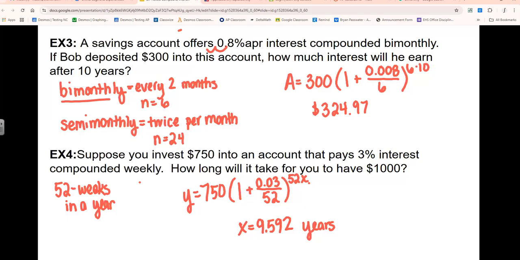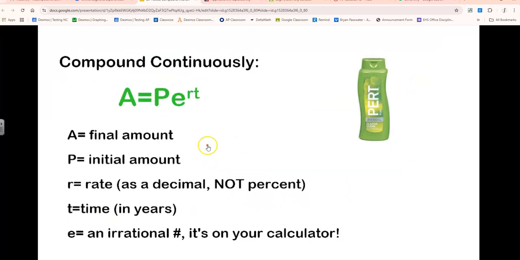Yes, if you replace that back in there, then you would get $1,000 or pretty close to it. We rounded a little for it. All right, one little last thing.